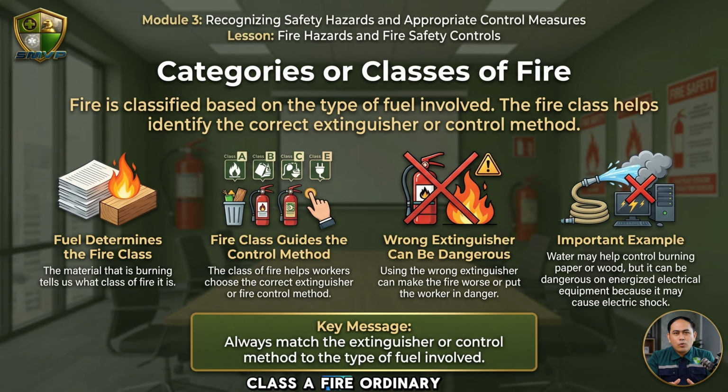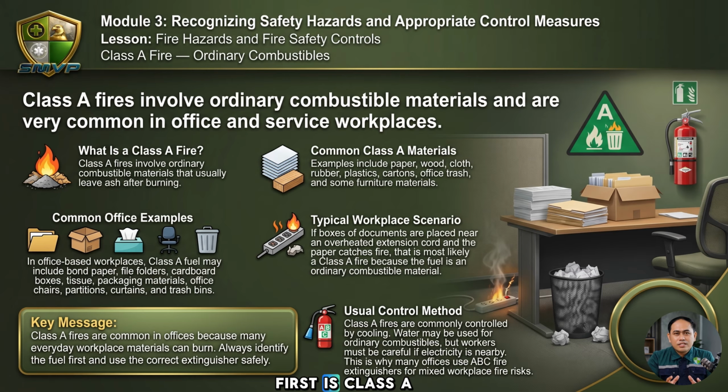Class A fire, ordinary combustibles. First is Class A fire. Class A fires involve ordinary combustible materials. These are materials that can leave ash after burning. Examples are paper, wood, cloth, rubber, plastics, cartons, office trash, and some furniture materials. This is very common in office and service workplaces.